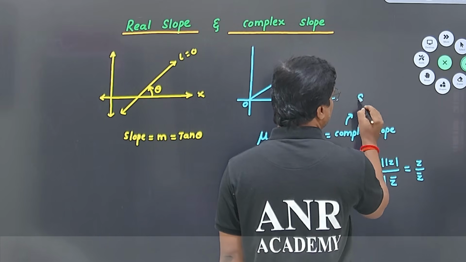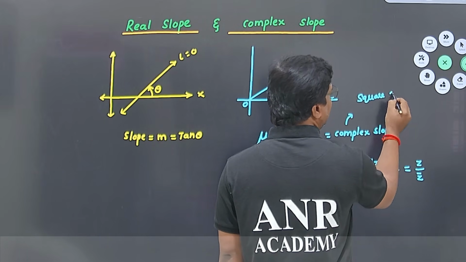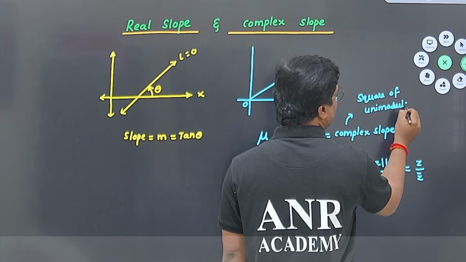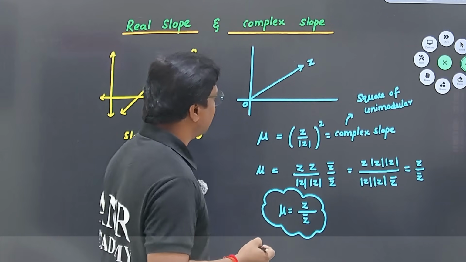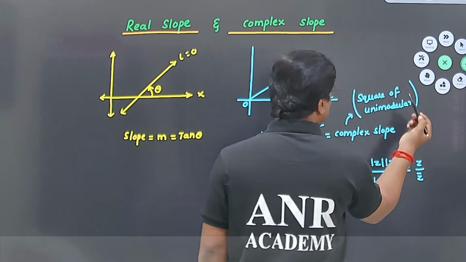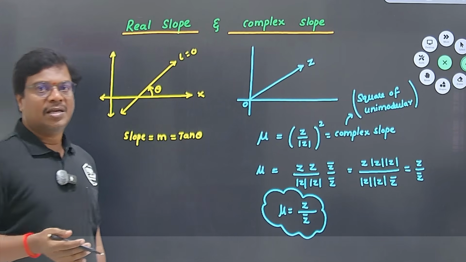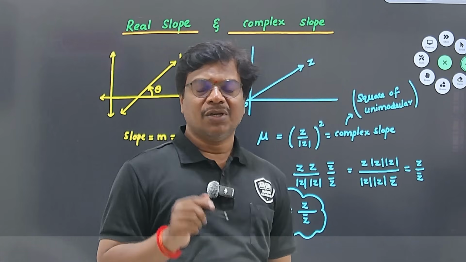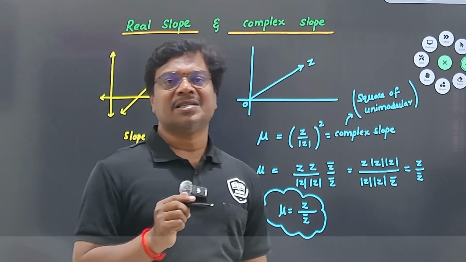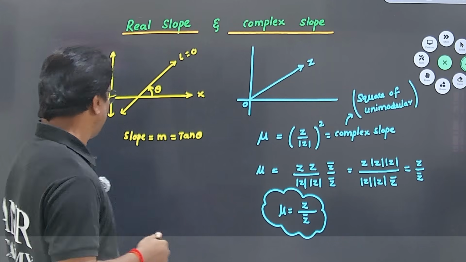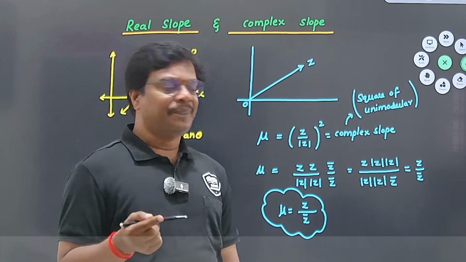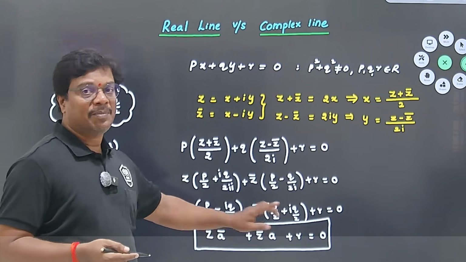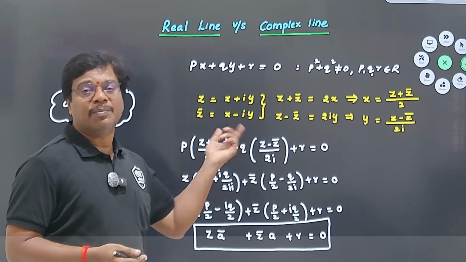This is the square of unimodular, that is the square of the unit vector, that is the complex slope. And let us see, if the real line is of the form px plus qy plus r equal to 0, you know that the real slope is written as minus p by q. And if the equation of the line in complex form is z a bar plus z bar a plus r equal to 0, then what is the complex slope? Let us discuss.